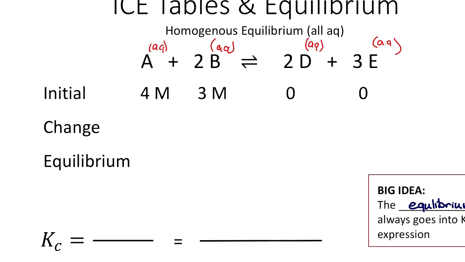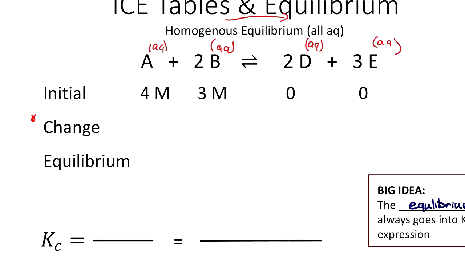How do you know that? We only start with reactants. There are no products. This reaction can only move forward. It cannot move backwards because we have 0 amounts of this. So this reaction has to move forward, all right? That means I'm consuming reactants and making products. So that's where this change line comes into play.